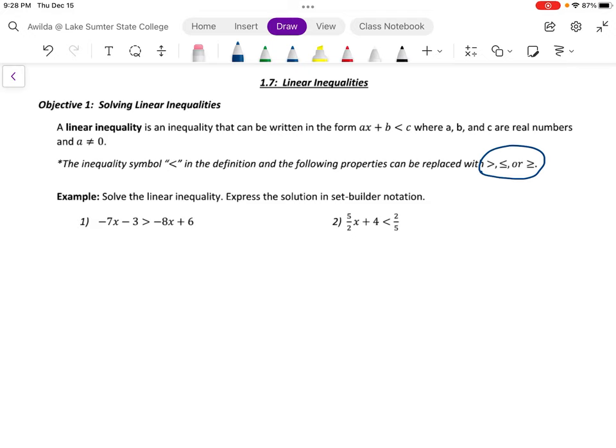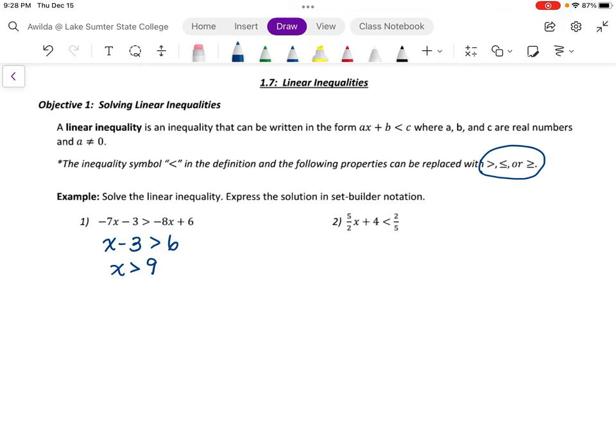In our first example, we have -7x - 3 is strictly greater than -8x + 6. We will try to isolate the variable term and then isolate the variable x. We start by adding 8x to both sides, which would give us x - 3 is strictly greater than 6. Next, we can add 3 to both sides to get that x is strictly greater than 9.